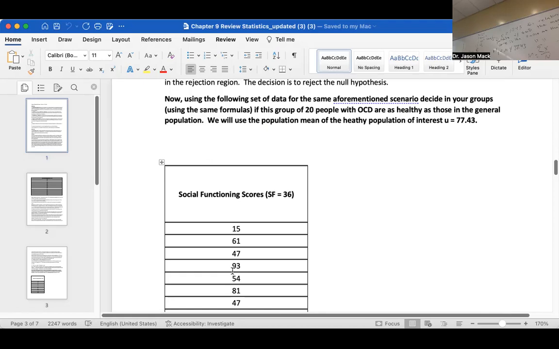That's another exercise. So you're going to use the new table. You're still going to do 77.43. That's fine. Let's go into 9.6 then. Does that make sense?